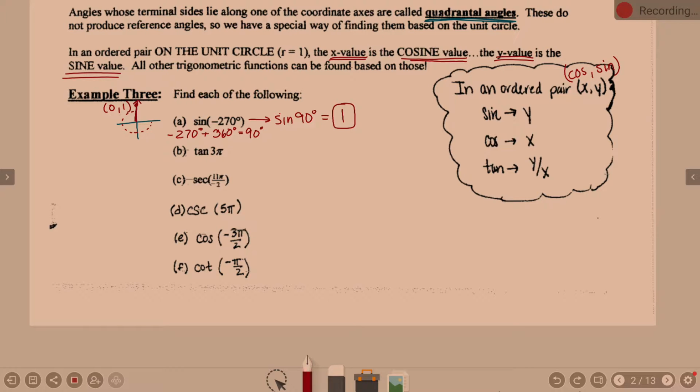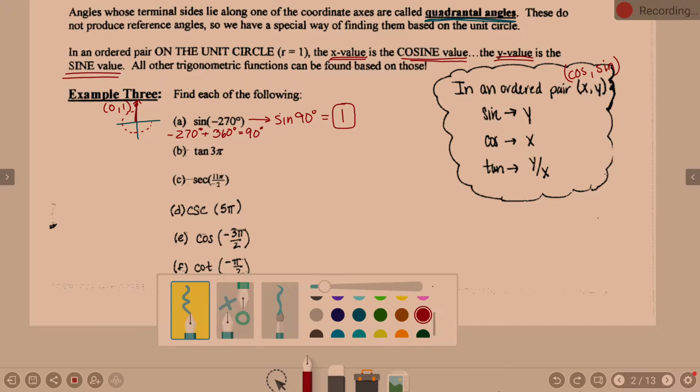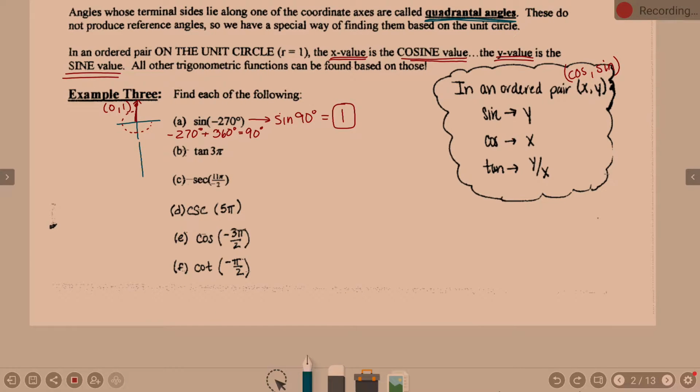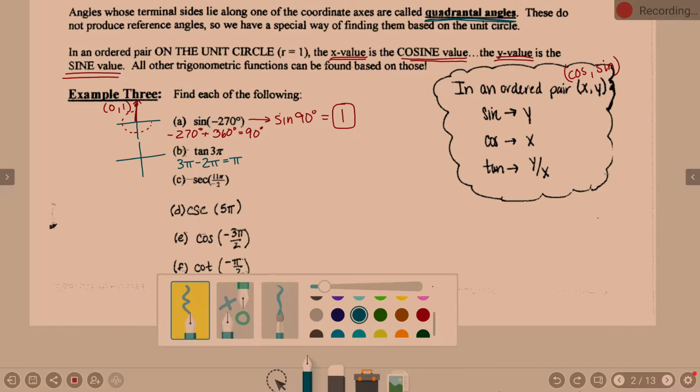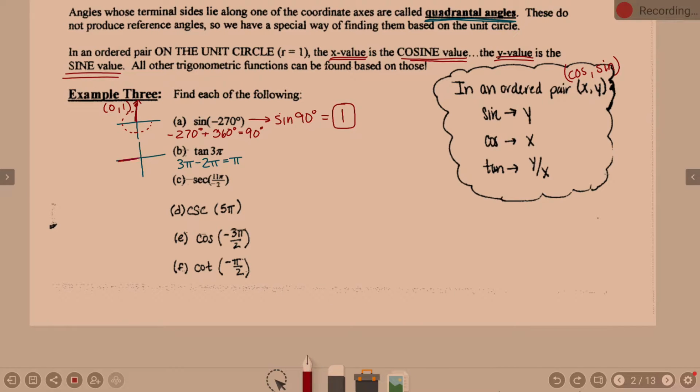Okay, let's try another one. Tangent of 3 pi. The biggest deal on these is you've got to be able to figure out where is 3 pi. Where's 3 pi? What does it end up being the same as? 180. 180 or 1 pi, right? If you are all about the subtracting, 3 pi minus 2 pi is 1 pi, correct? And where is 1 pi? That's over here, yes?